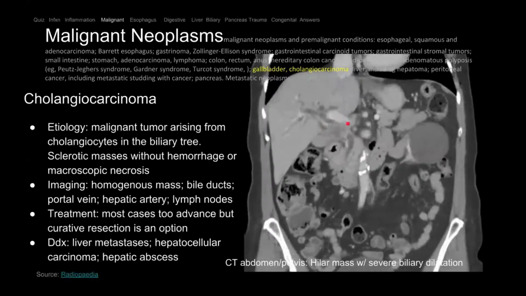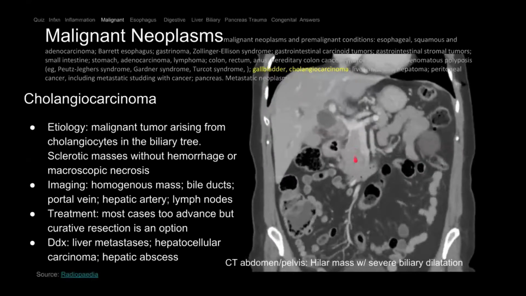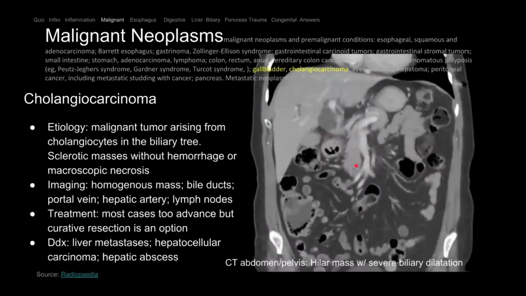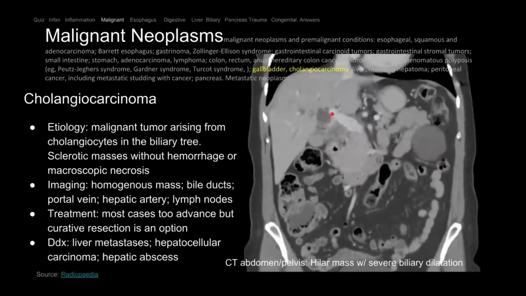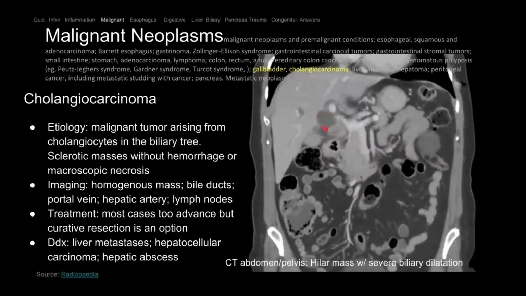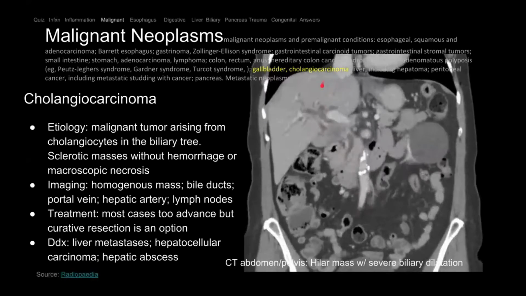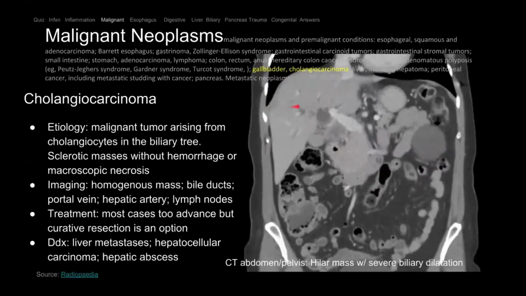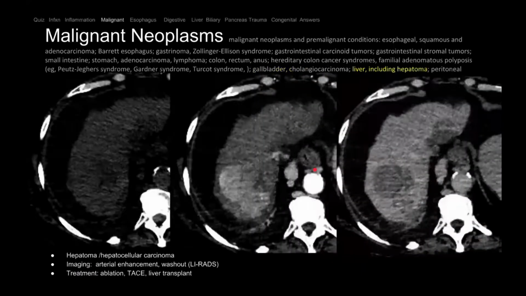And you see the portal vein is right here. This is the portal vein. It is very close to the portal vein. This patient, so this is a Klatskin tumor. There are different types of cholangiocarcinomas. The cholangiocarcinomas that involve the hilum are called Klatskin, but they can also be intrahepatic, peripheral, or intraductal. But this is a Klatskin tumor.